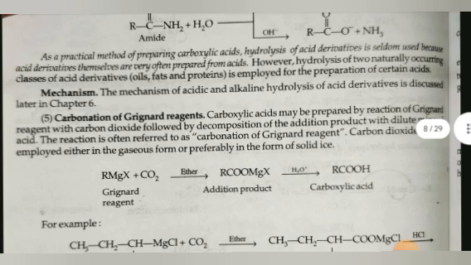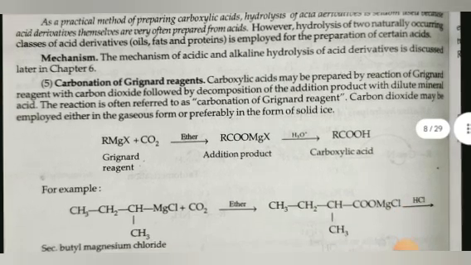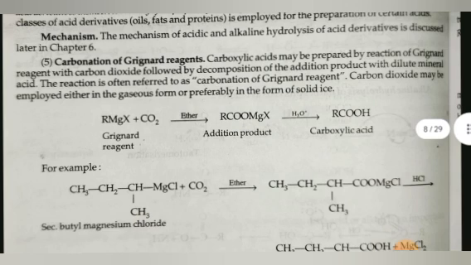As a practical method of preparing carboxylic acid, hydrolysis of acid derivative is seldom used because acid derivatives themselves are very often prepared from acid. However, hydrolysis of two naturally occurring classes of acid derivative, oils, fats, and protein, is employed for the preparation of certain acids. Mechanism. The mechanism of acidic and alkaline hydrolysis of acid derivative is discussed later in chapter 6.